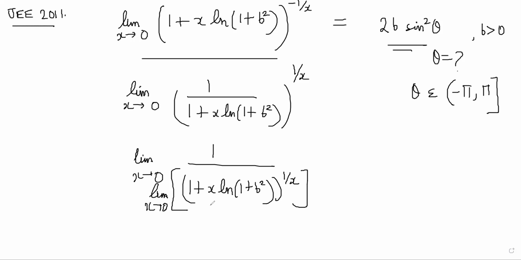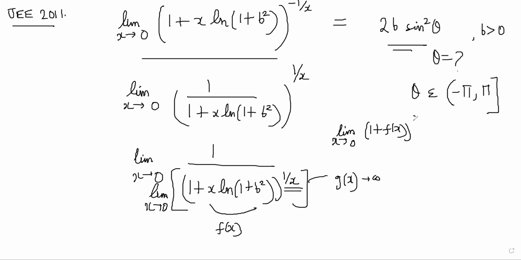So notice that this is 1 plus f(x), where f(x) is tending to 0, to the power g(x), which is tending to infinity. This is a standard form that we have learned. When you have limit x tends to something, (1 plus f(x)) to the power g(x), where f(x) tends to 0 and g(x) tends to infinity, that is equal to e to the power of the limit of f(x) into g(x). So f(x) is this, g(x) is this.